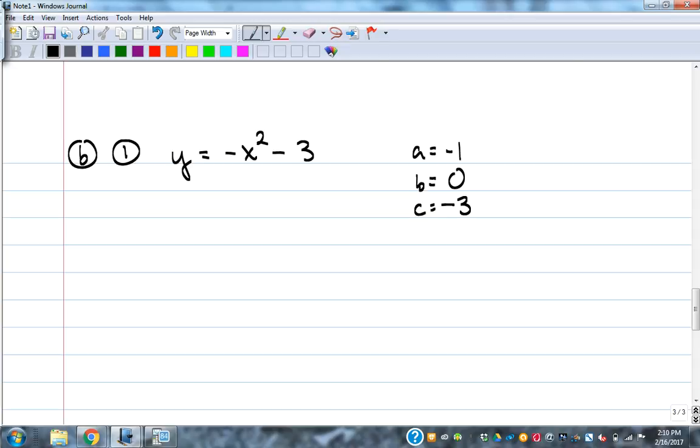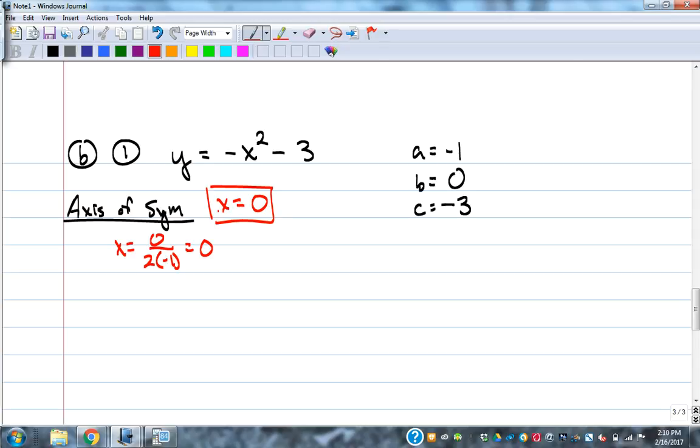All right. So the axis of symmetry, and I'm just going to abbreviate here so we don't spend all day writing out words. x equals -b/2a, so that'd be 0/(2 times -1), which is 0. So the axis of symmetry is x equals 0. The vertex would be at 0 what?